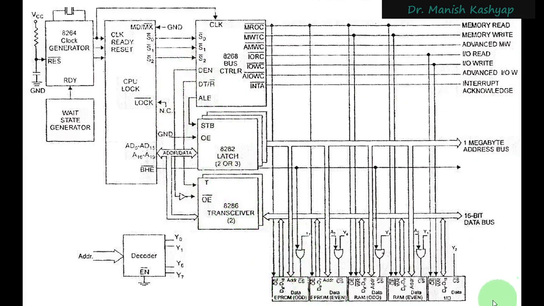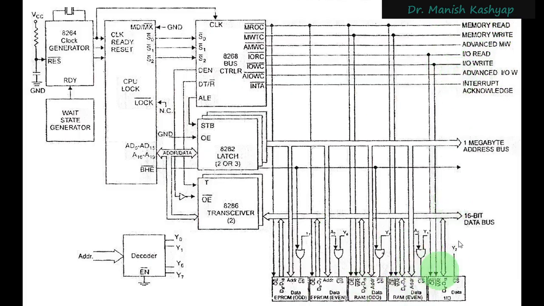And in the same way we use this externally interfaced memory. We have two EPROMs here, which are odd and even. Similarly, RAMs, which are odd and even, are also placed here, and input output devices are also here. And there is some address decoding logic. Then again, these control signals, as you see here, memory read, memory write, advanced memory write, input output write, input output read, etc., are all there.